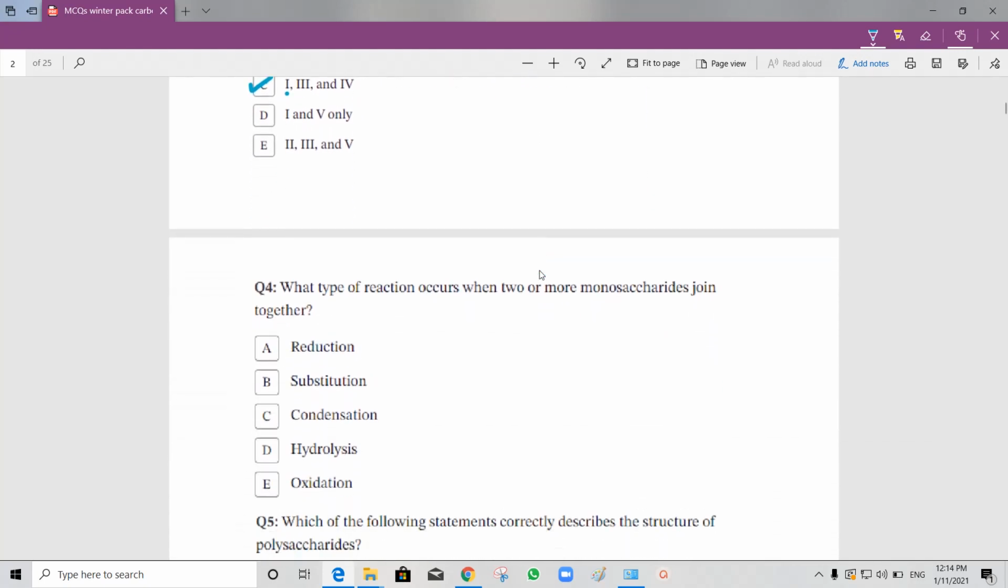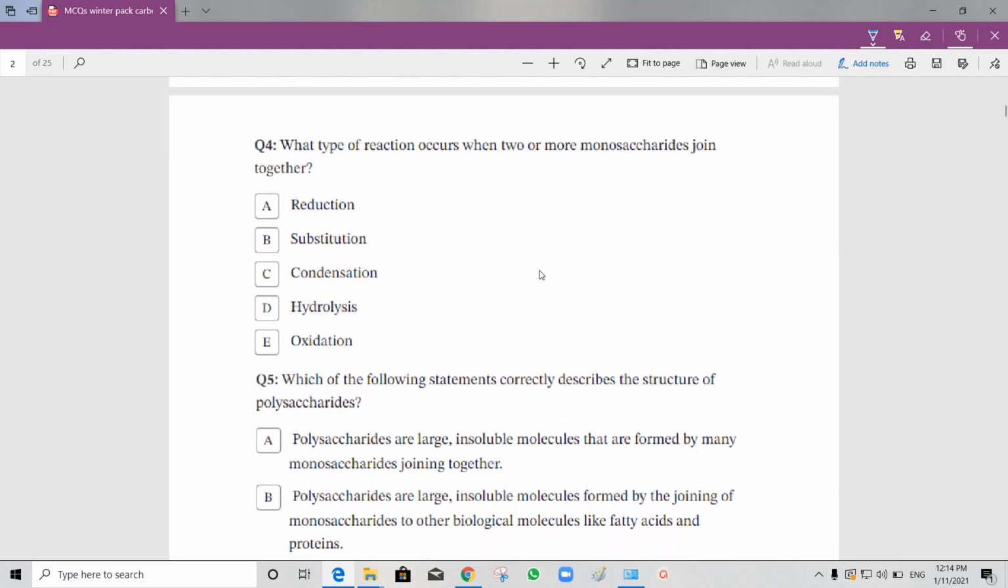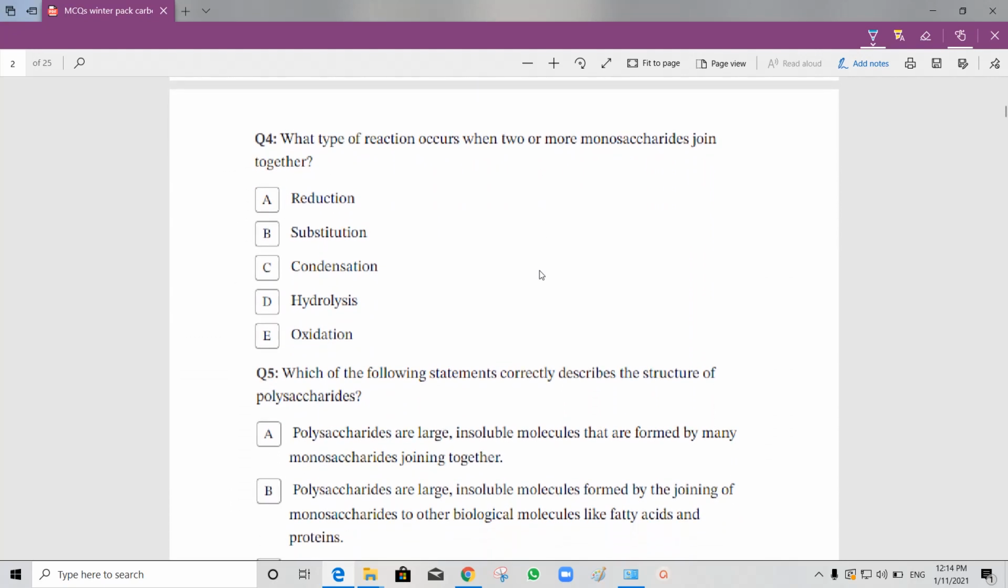Question 4. What type of reactions occur when two or more monosaccharides join together? Here, notice this part. Join together. Now we are making polysaccharide or a disaccharide. So the correct answer for question number 4 will be what? Condensation.